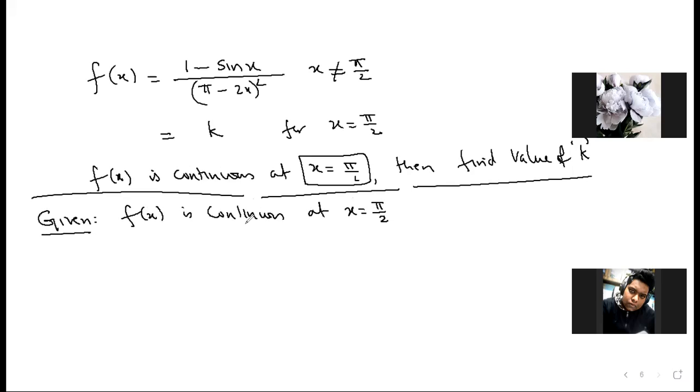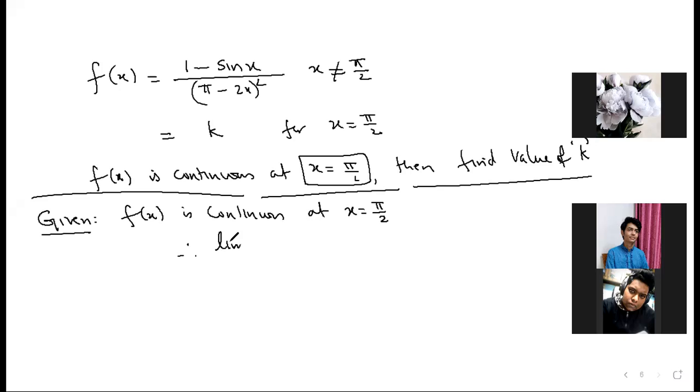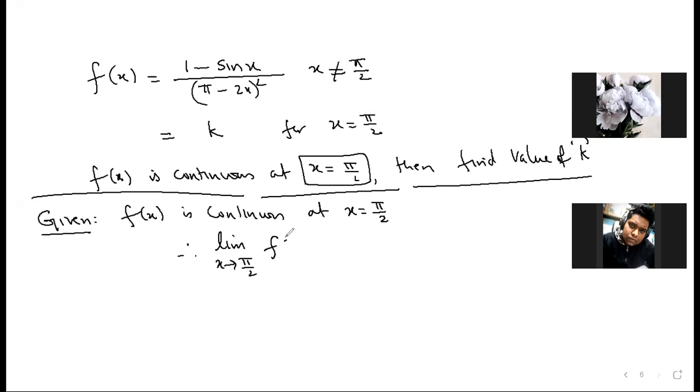It's already given to you. If the function is continuous at x equal to pi by 2, what can we write? Therefore, limit x tending to pi by 2 of f of x is equal to f of pi by 2. The number that is here will go inside, it will come in place of x.